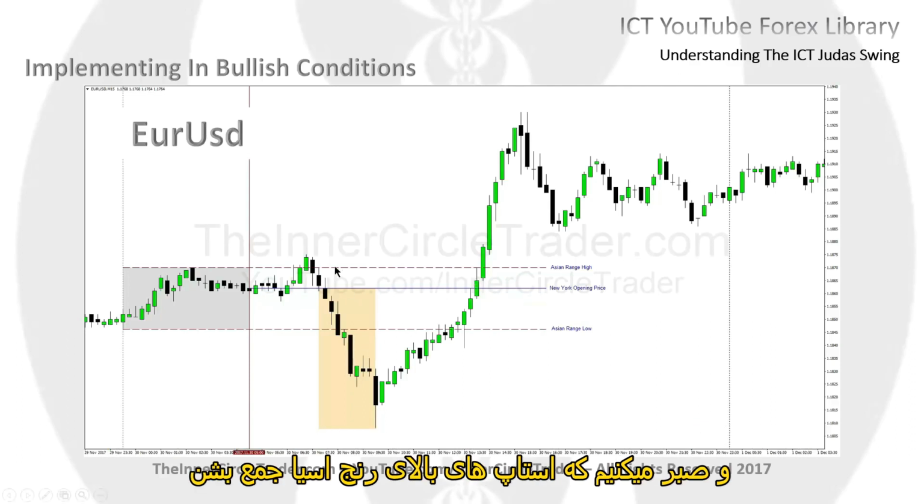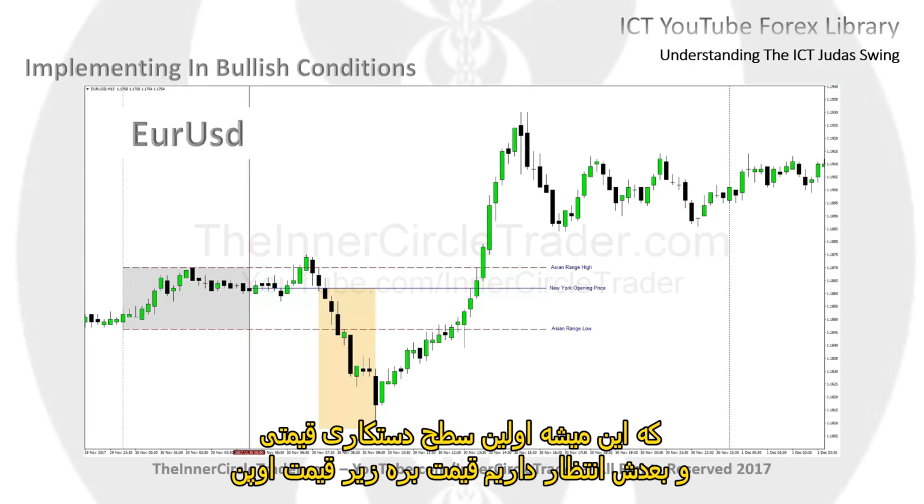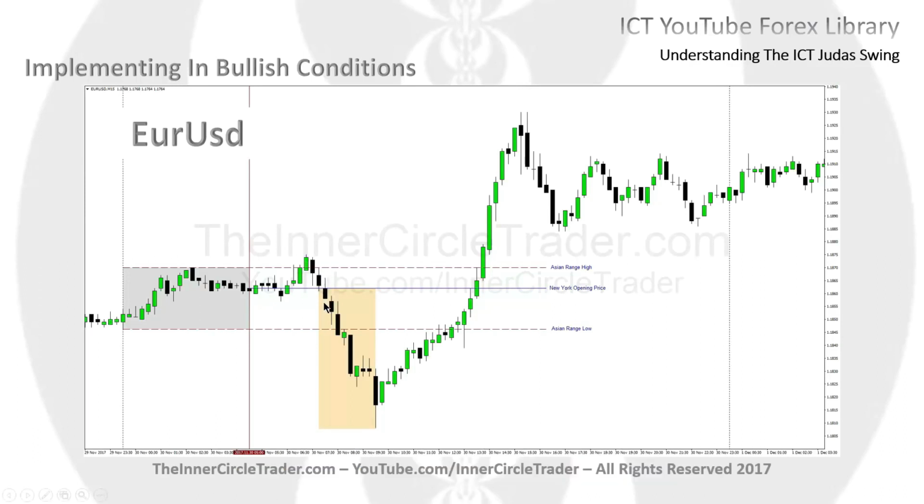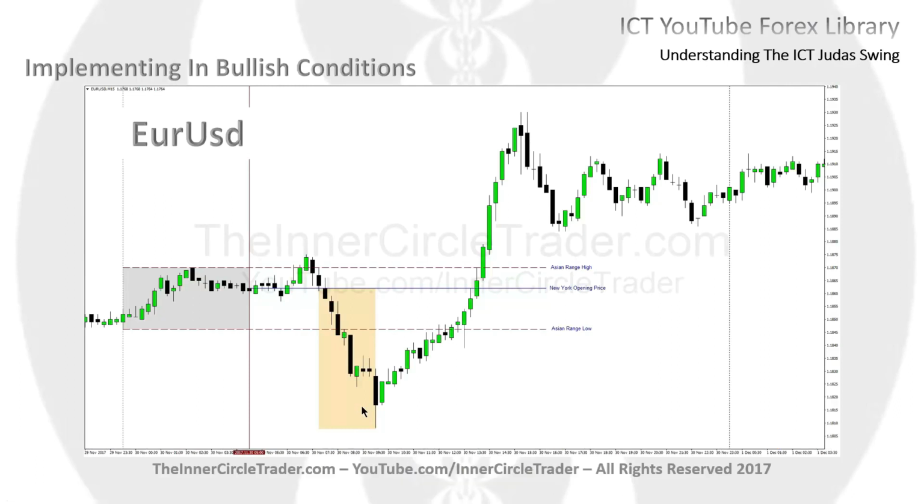We wait for a scenario where the Asian range is tripped by running the stops above the Asian range high. Okay, this is the first level of manipulation, and then we anticipate a move below the opening price. Preferably, we want to see it trade below the Asian range low. If you were to trade just below that Asian range low as an entry and use a respectable amount of pips in terms of a stop, it might get you into a pretty good trade.